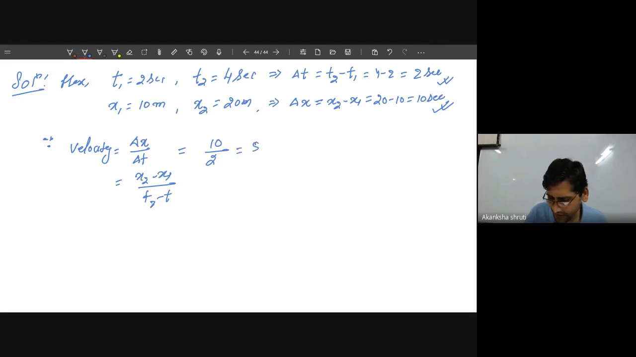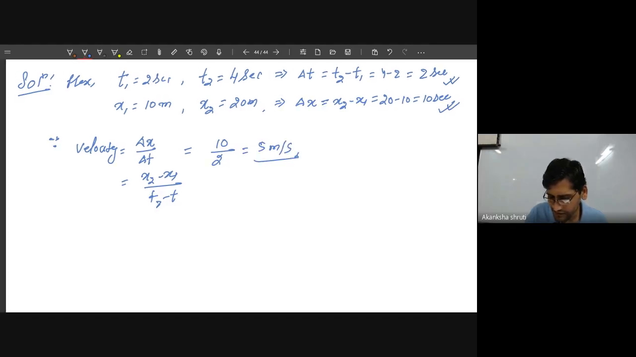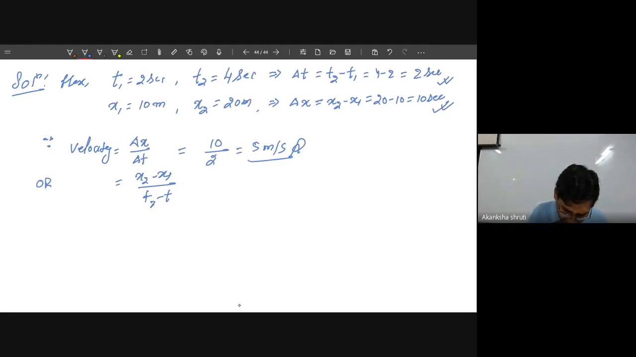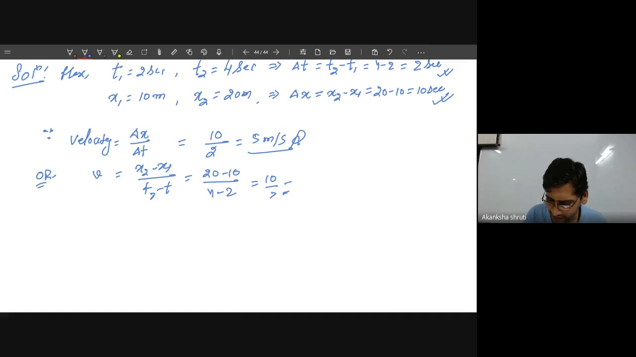It is 5 meters per second. So this way, or if anyone wants to calculate like this, you may substitute here. It is the same: 20 minus 10 by 4 minus 2. It is 10 by 2, which is our 5 meters per second.